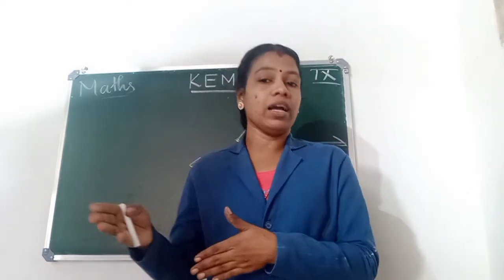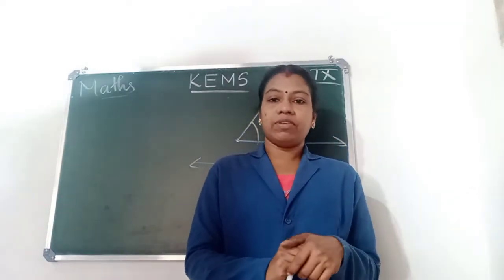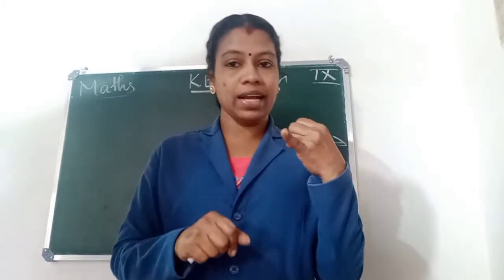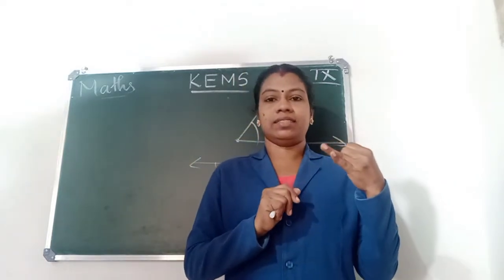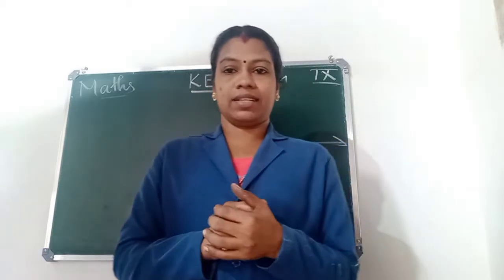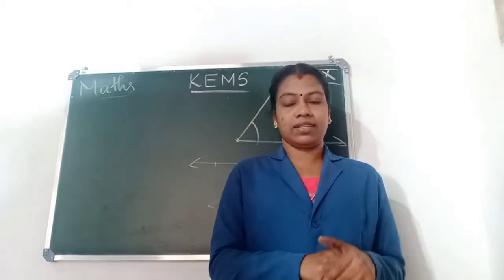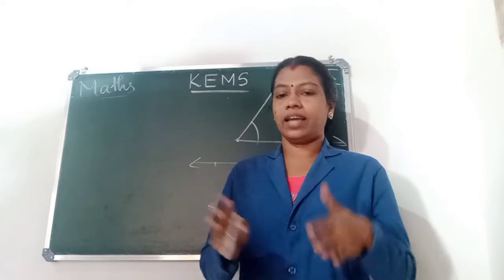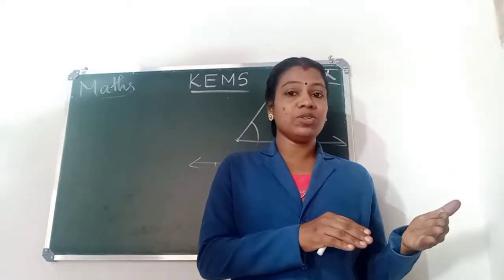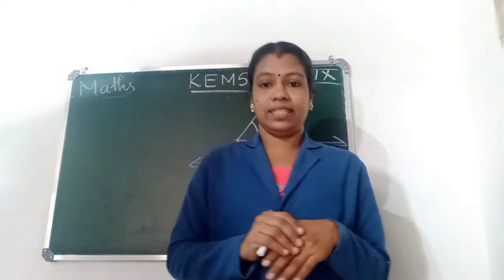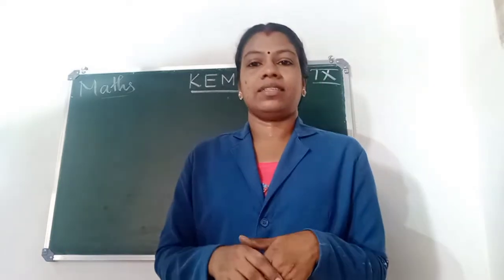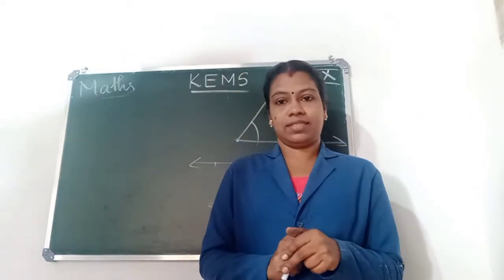There are 5 different types of angles. Do you know that? Yes. They are acute angles, right angle, obtuse angles, straight angle, and reflex angles. Then what is an acute angle? An angle which measures between 0 degree and 90 degree is called an acute angle.